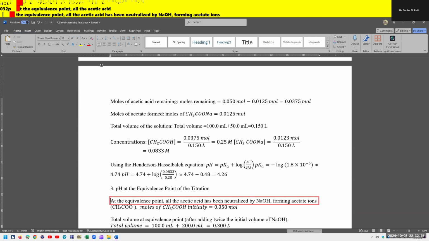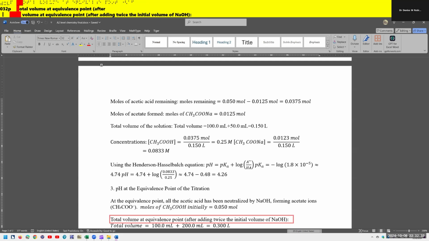Control down arrow. At the equivalence point, all the acetic acid has been neutralized by NaOH, forming acetate ion CH3COO minus. Math content moles of CH3COOH initially is equal to 0.050 mol. Beautiful. Okay, Control down arrow. That's pretty basic. Total volume at equivalence point after adding twice the initial volume of NaOH.